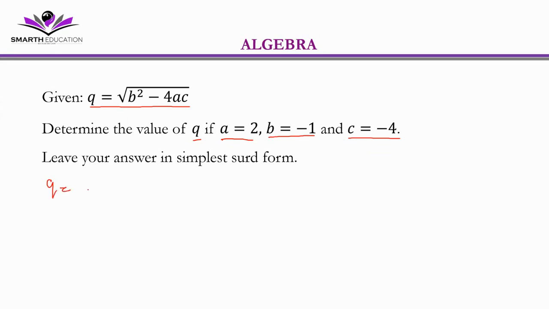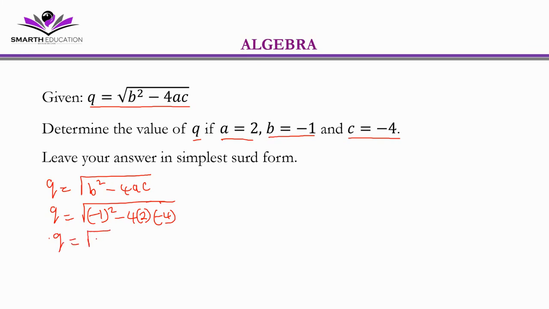So Q is equal to the square root of b squared minus 4ac. And Q is equal to the square root of b is -1, so it's going to be -1 squared minus 4, and then a is 2, times 2, then c is -4. We put this in the calculator, and then this square root sign, it's like 1 plus 32, which is 33. So Q is equal to the square root of 33.